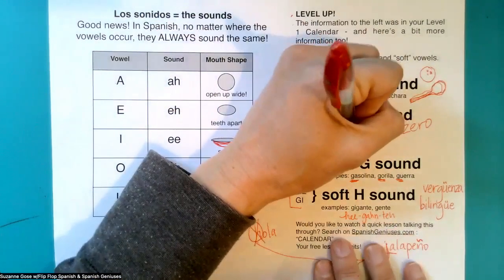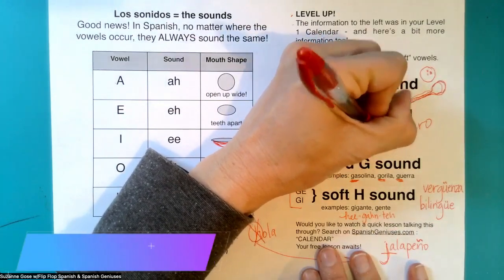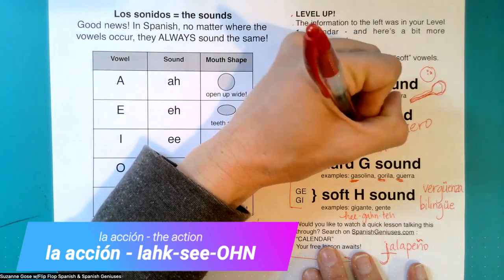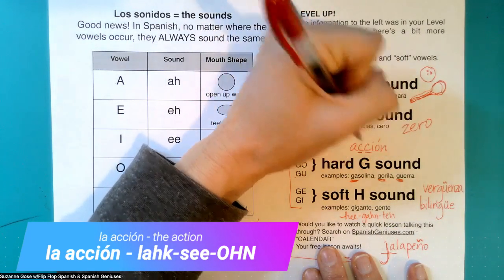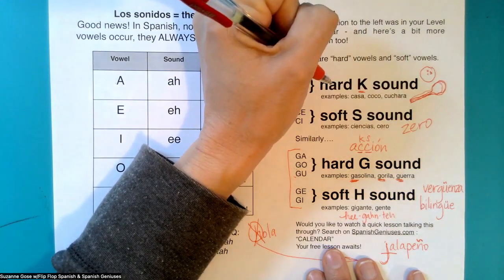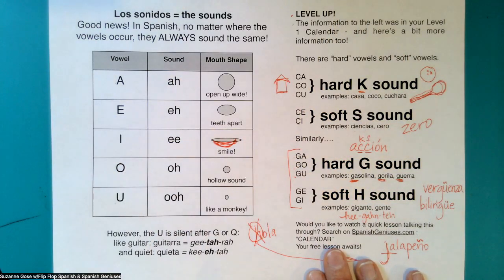Some other examples would be acción, right? The first C has a K noise, ac, but this one has an I after it. So now you know, oh, it's going to be an S noise, acción. All right, I think that's enough for you to get started.